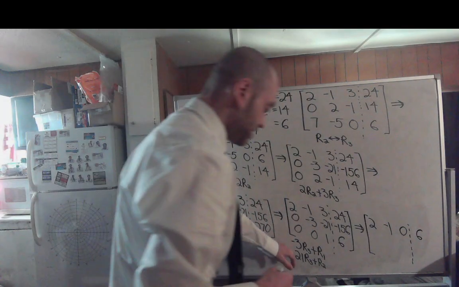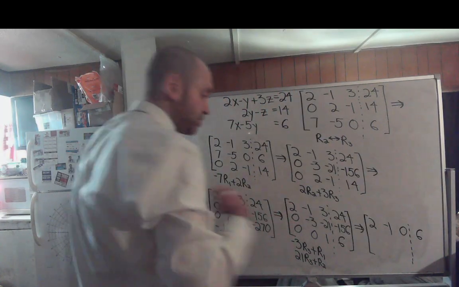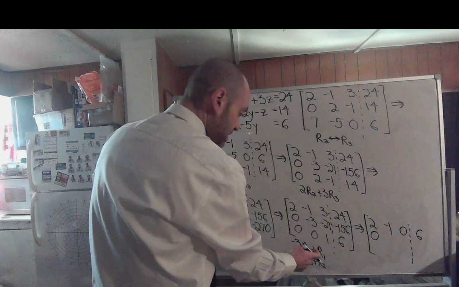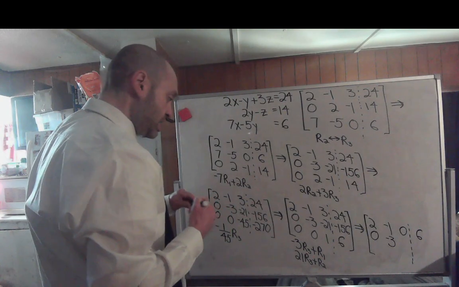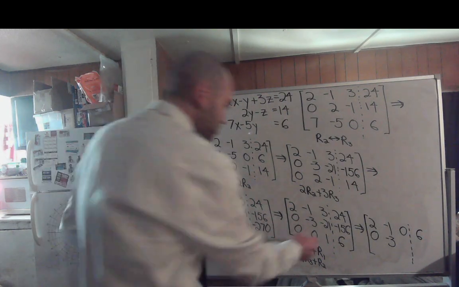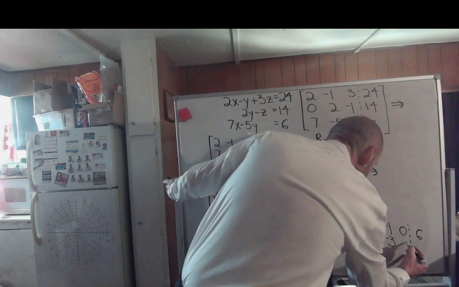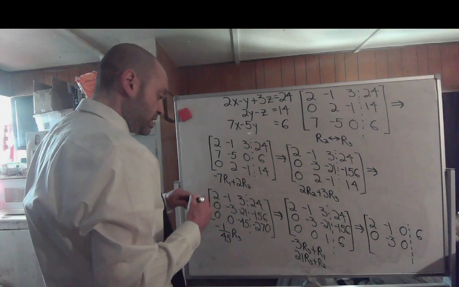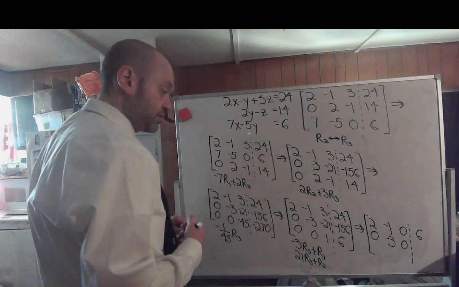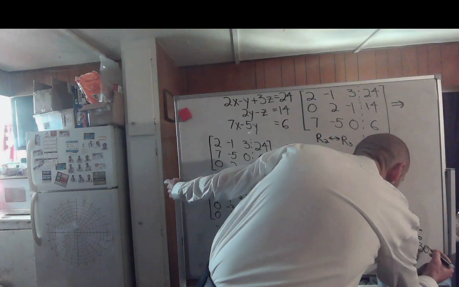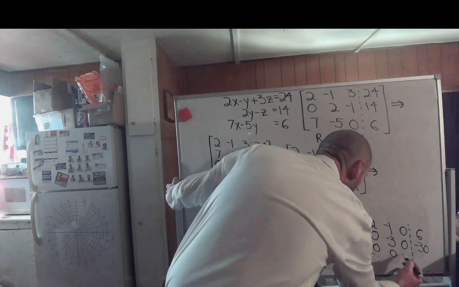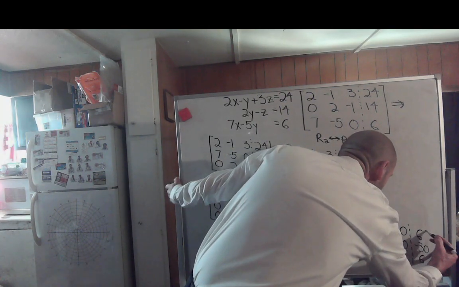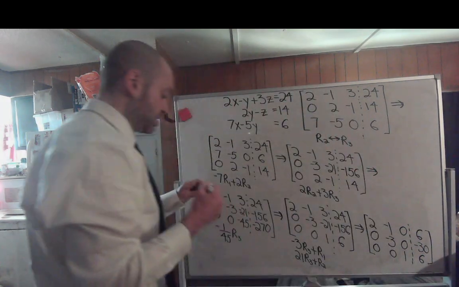Now we're dealing with between rows 3 and 2. 0 plus 0 is still 0. 0 minus 3 is still negative 3. And then 21 minus 21 is going to be 0. And then 21 times 6, that's 126 minus 156, that's negative 30. Then we have 0, 0, 1, and 6. Got some of these numbers down.